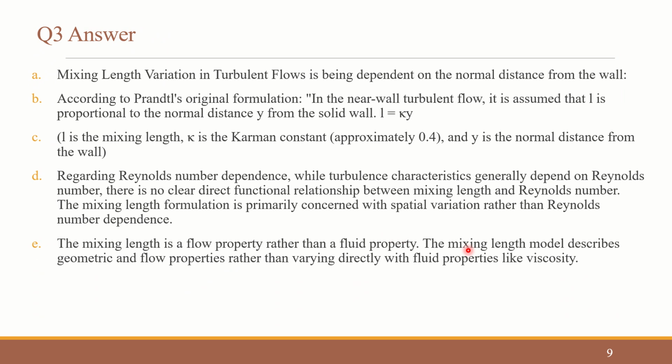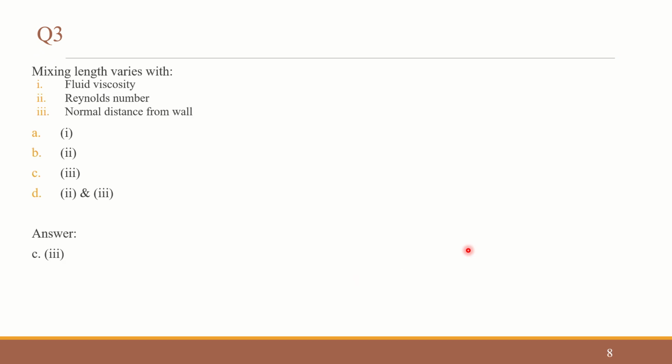In the question, it was given that mixing length varies with dash: fluid viscosity, Reynolds number, distance from wall. Now we know that it is a flow property and not a fluid property, so it is not varying with the fluid viscosity. Second one is Reynolds number. While we calculate the turbulent characteristics based on Reynolds number, mixing length is not varying directly through any relationship. We are not able to observe anything from the literature.